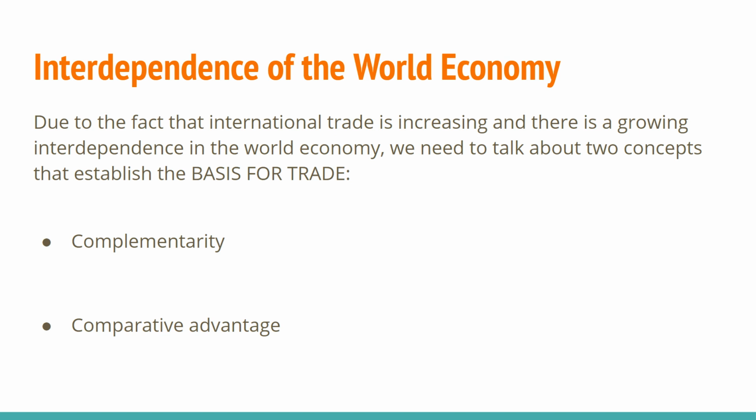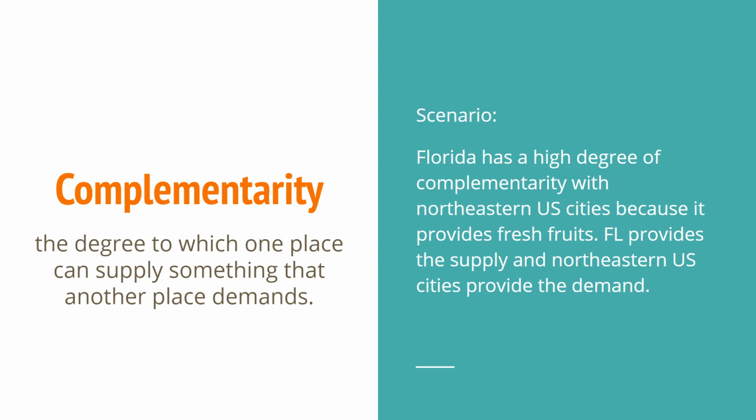Lots of things are happening around the world that are geographic, and you have to be familiar with them. All right. We're going to hit on a number of different topics involving industry that have a geographic spin. So, due to the fact that international trade's increasing and there's a growing interdependence in the world, there are 2 concepts that establish the basis for trade. All right. They are called complementarity and comparative advantage. We need to spend a little time on each of these.